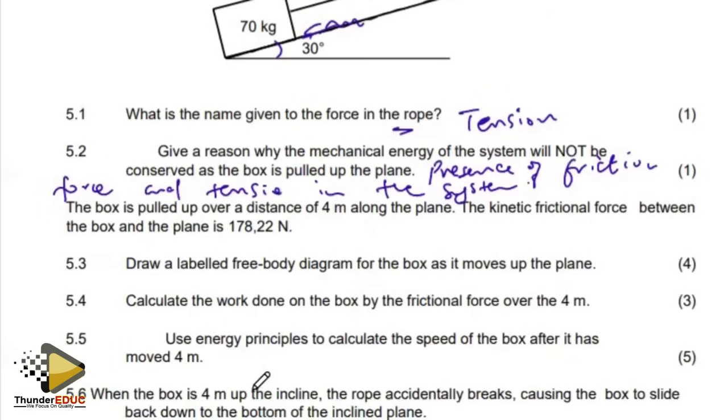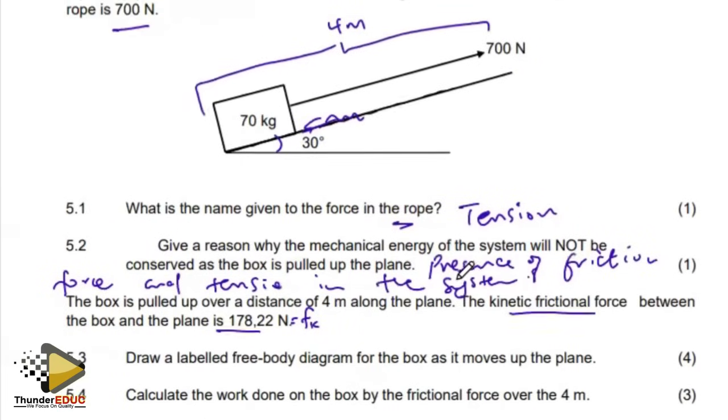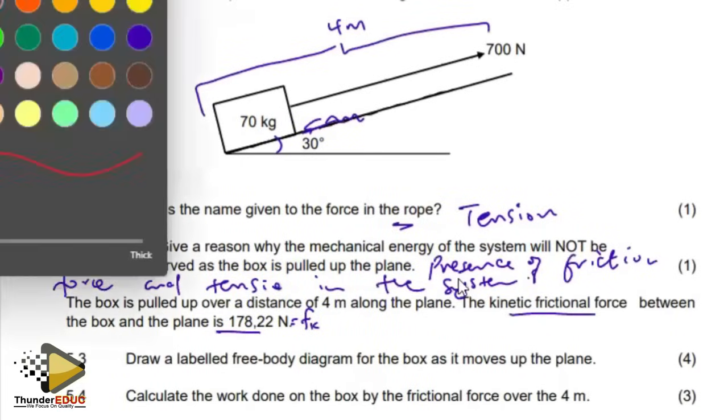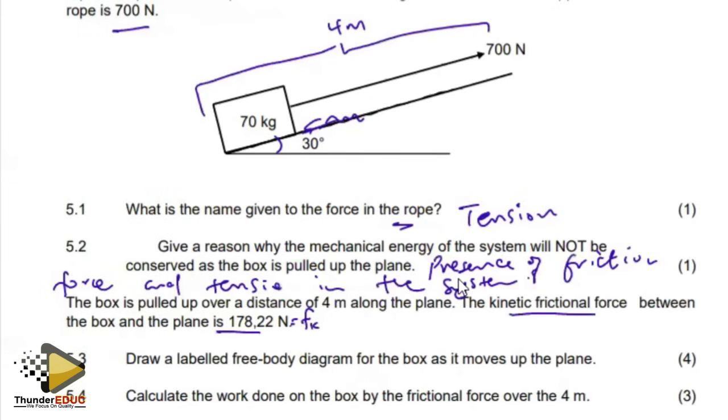Okay, then the box is pulled over a distance of 4 meters. So from here up to there is 4 meters. And then the kinetic frictional force between that is 178.22. They want us to draw a free body diagram for the box as it moves up the incline. So before I even draw the free body, just look at the forces that are going to be acting on the box.